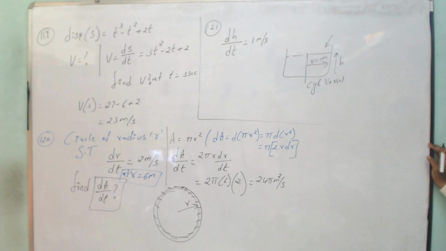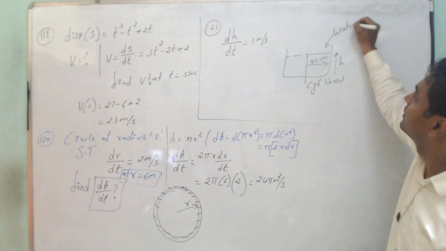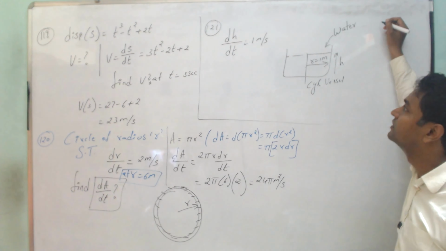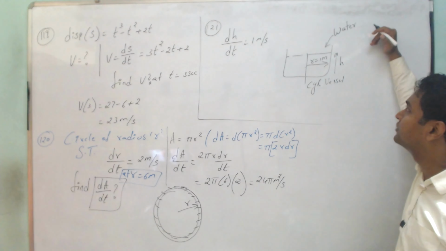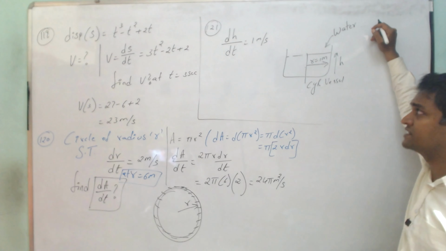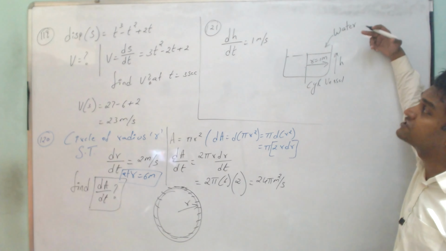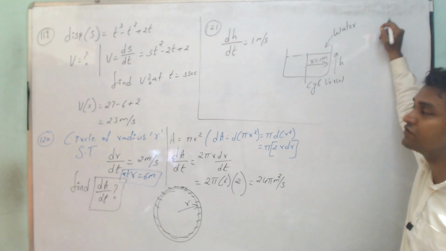So I am pouring water into a cylindrical vessel. The radius of the vessel is 1 meter. The height of this water level is given as h. Obviously, it's a variable, it's not a constant. And the rate at which the height is increasing is seen as 1 meter per second.